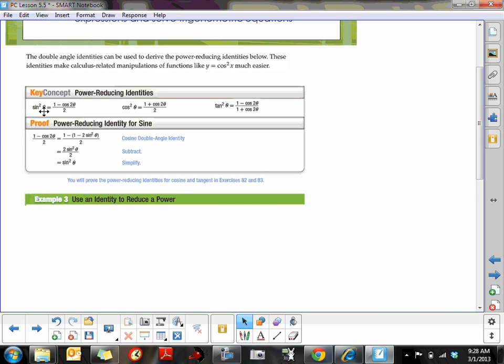So it gives you a good footing of some of the things that you're going to have to do to reduce some of your calculus trig equations to do different derivatives and integrations. So the first thing we're going to do is look at how we prove that sine squared of theta equals 1 minus cosine of 2 theta, all over 2. So 1 minus cosine of 2 theta all over 2 has to end up equaling sine squared of theta.